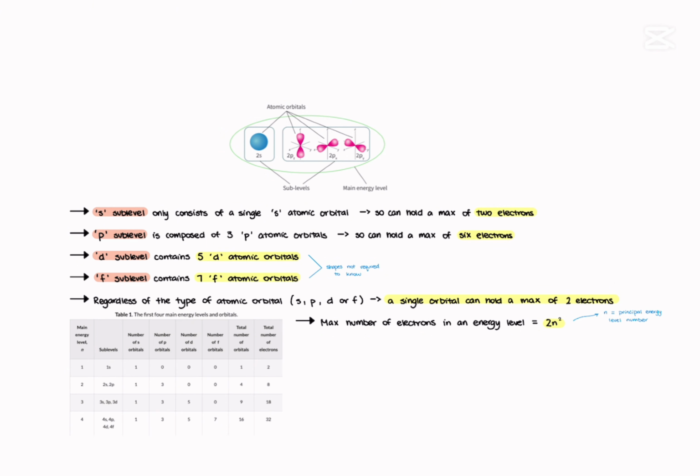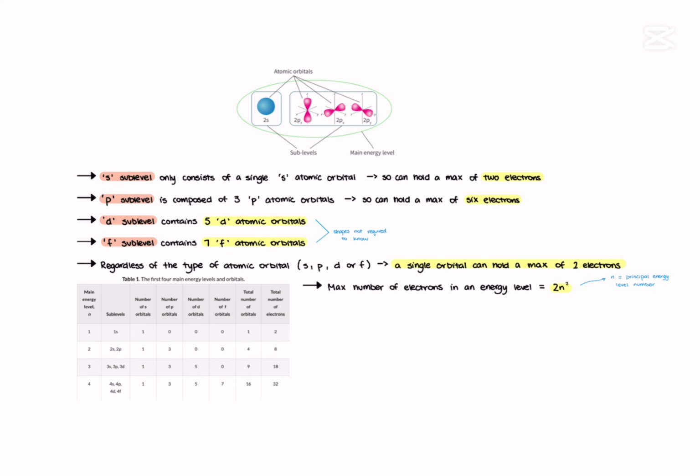And next, we're talking about the P sublevel. It is composed of 3 p atomic orbitals, meaning that it can hold a maximum of 6 electrons. And as seen here, the p atomic orbitals are in the shape of dumbbells.